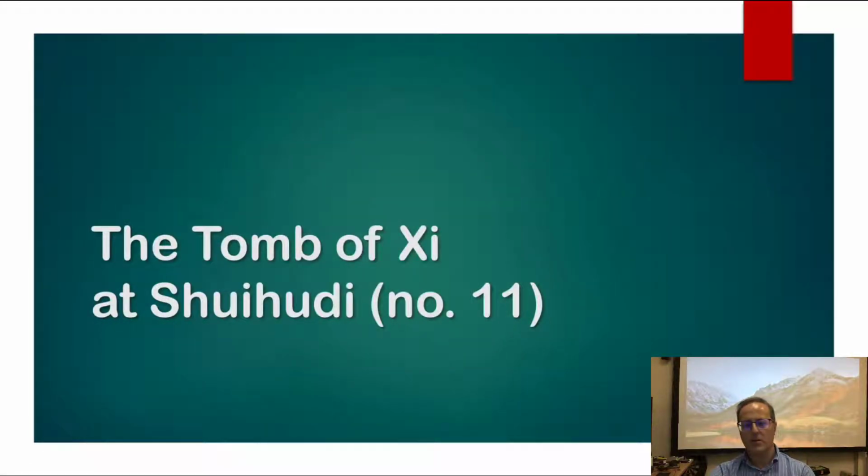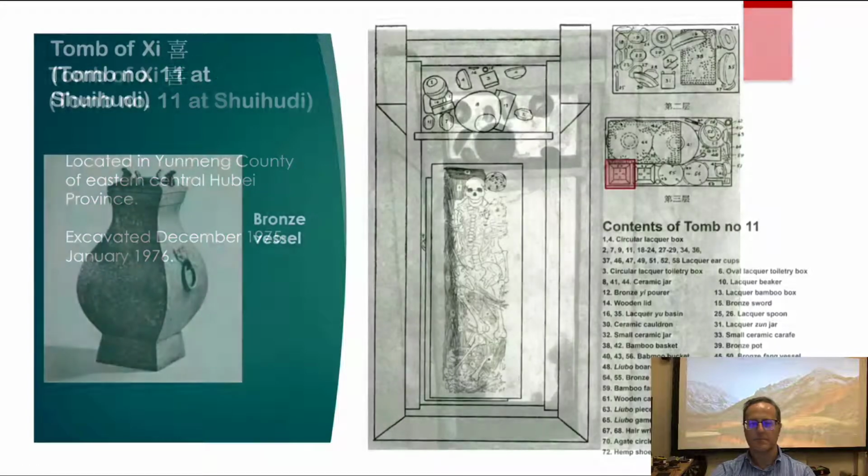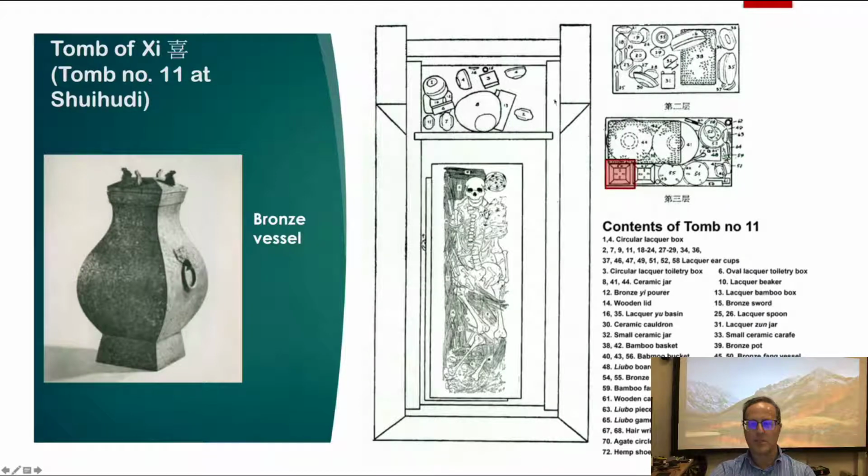Now the other tomb I want to look at belongs to a scribe named Xi, or Happy, and was buried in Shuihudi tomb number 11 in Hubei. This was excavated in 1975 to 1976. It consists of a coffin chamber here and then a head chamber or storage chamber where many other items were placed. And so here is a diagram of the tomb once again. And let's go through some of the items we see in the tomb.